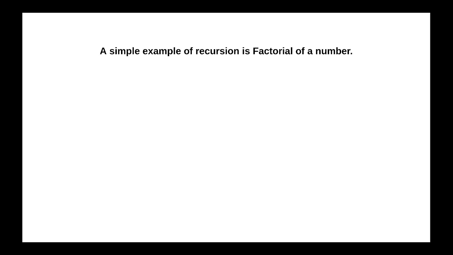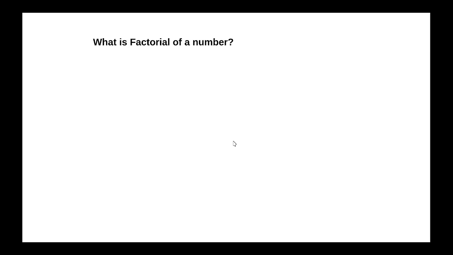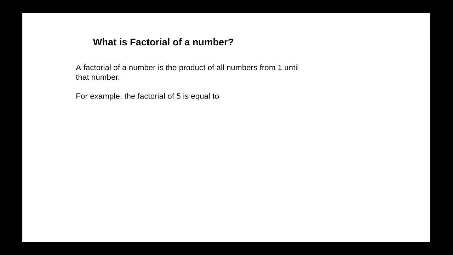So I'm going to start with recursion, like exactly what is recursion, right? A very simple example of how recursion works in programming is the factorial of a number. I'm going to explain what a factorial is. A factorial is basically the product of all the numbers from 1 until that number. For example, the factorial of 5 is equal to 5 times 4 times 3 times 2 times 1, which is 120. This is simply what a factorial is.